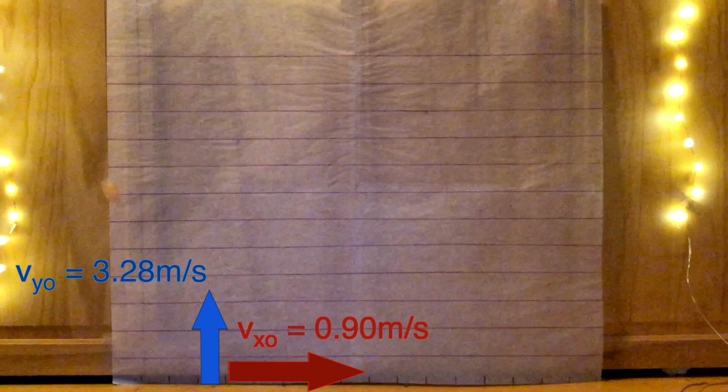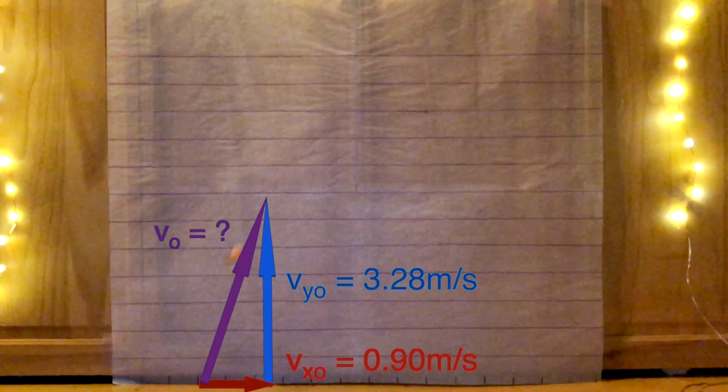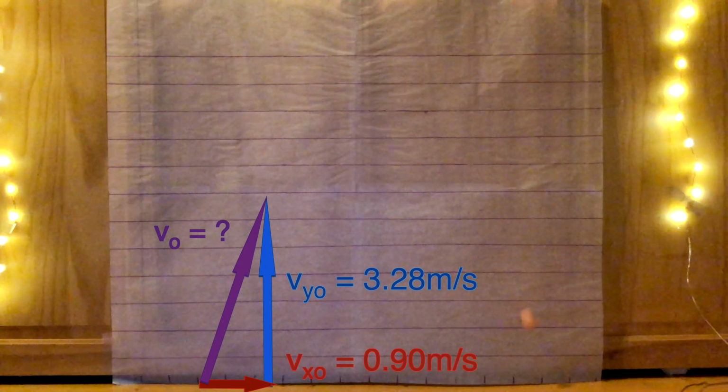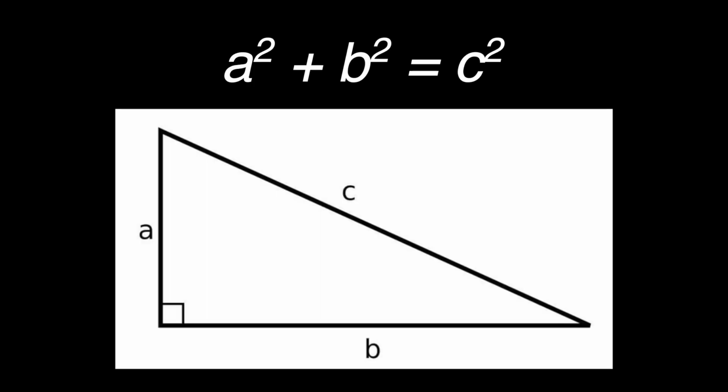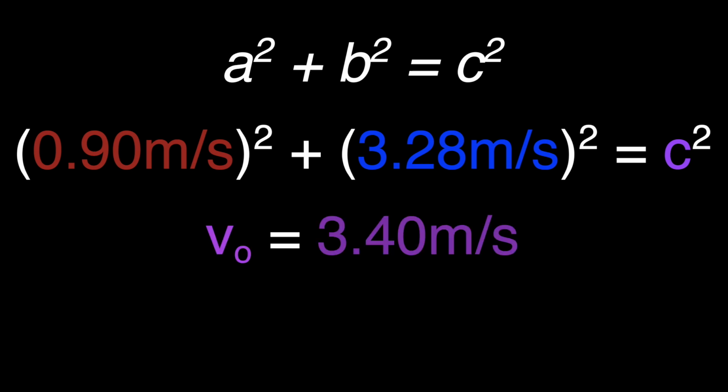Since we now have both initial components of velocity, we can calculate the overall initial velocity. To do this, we can use the Pythagorean theorem. In this case, a squared and b squared will be the vertical and horizontal components, while c squared will be the overall velocity. After we plug these values into the equation, we get 3.4 meters per second for the overall initial velocity. Now we can also find the angle at which the ball launches from the ground.